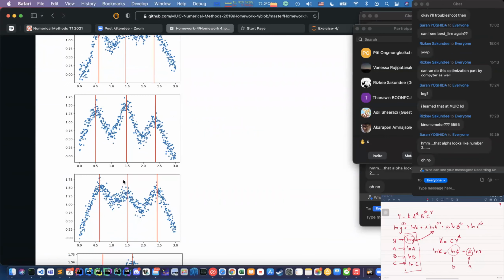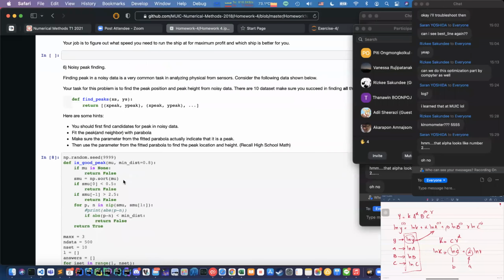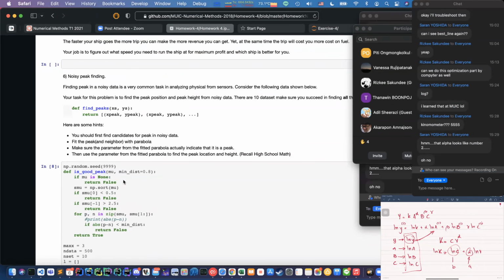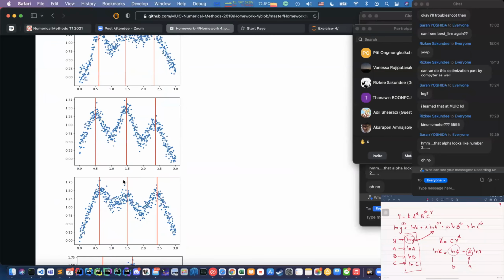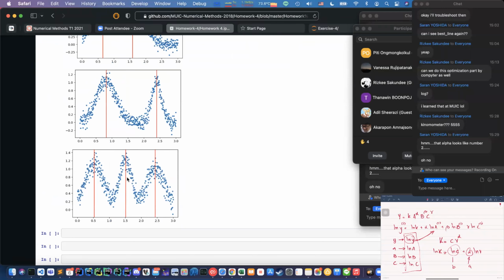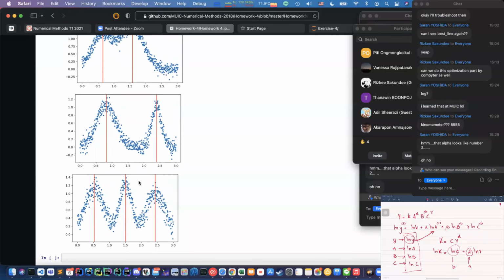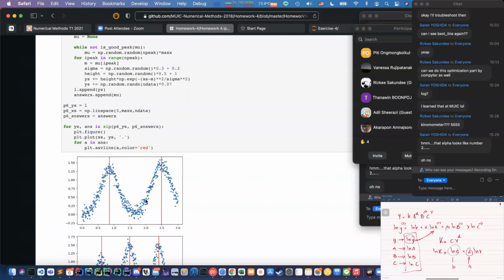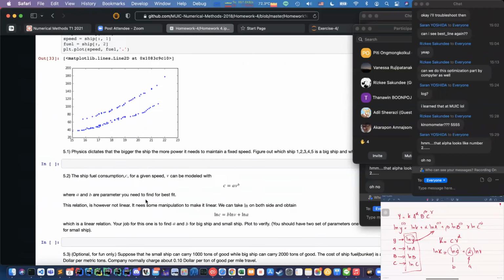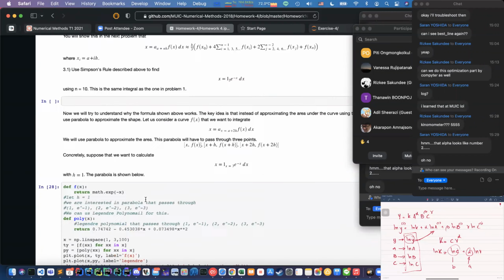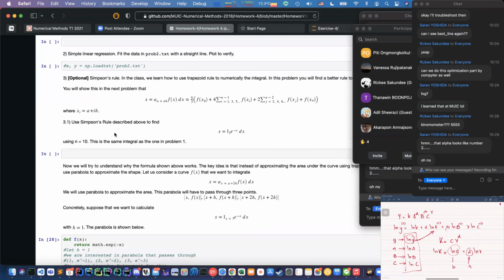In homework 4, you're gonna find all the peaks. This one is hard though. Think about this: if you try to do any experiment, a lot of time you want to locate the peak. You're gonna write a function that locates a noisy peak, a peak of noisy data. By the way, number 3 is optional.